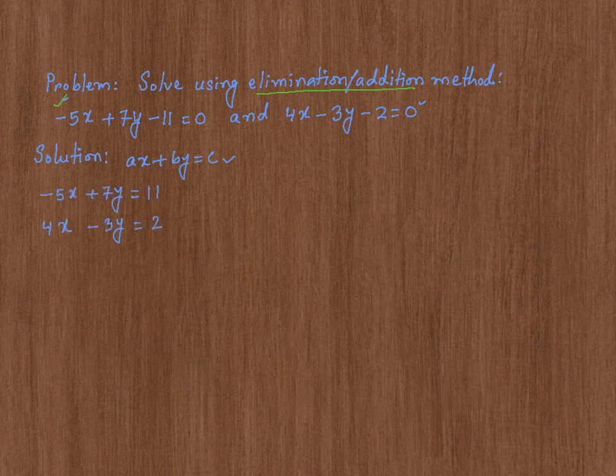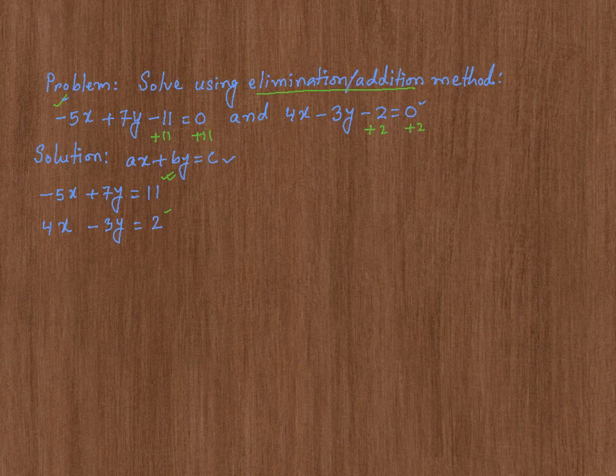If I do so, I get this. I just add 11 to both sides in this equation. So then I get this equation, and add 2 to both sides and I get the second equation. Now we look at the coefficients of x and y. Our objective here is to eliminate or get rid of one of the variables and solve for the other.